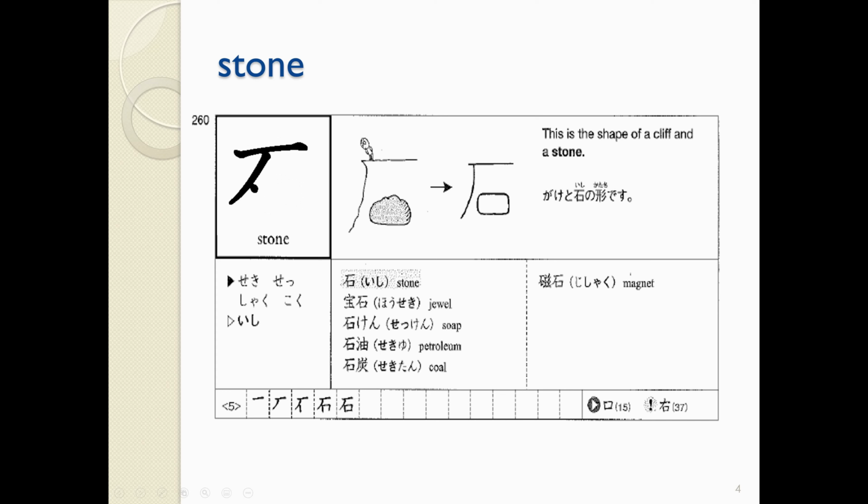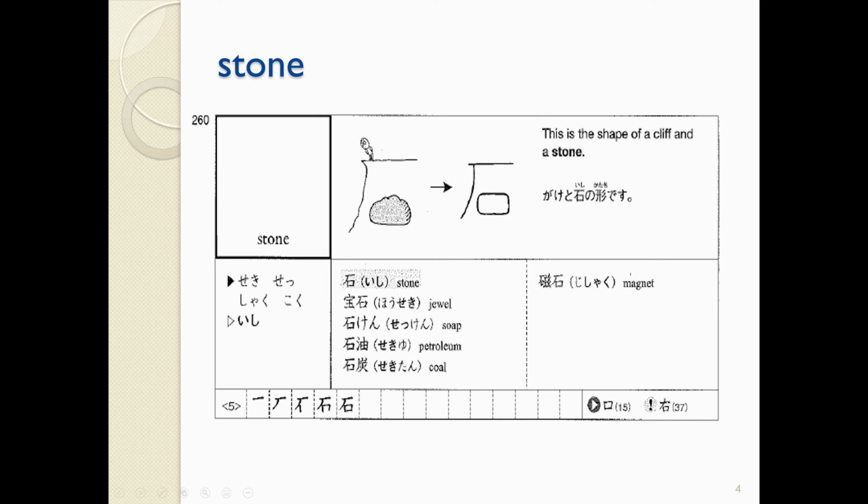So we will write, starting at the top here with 1, 2, 3, 4, 5. Once more. 1, 2, 3, 4, 5.